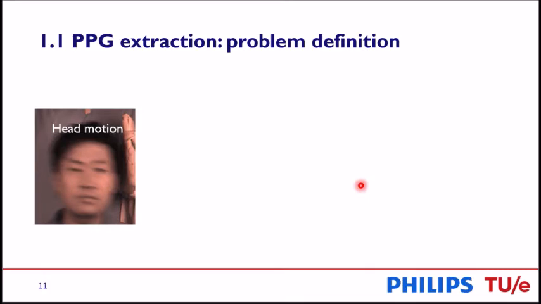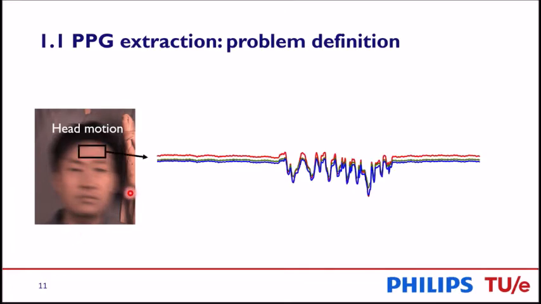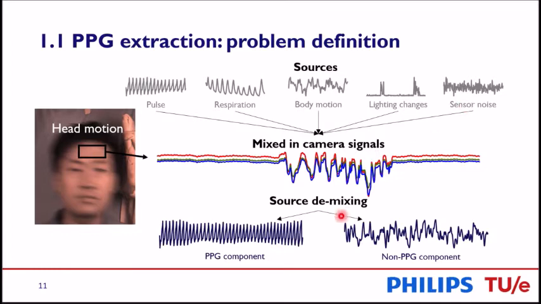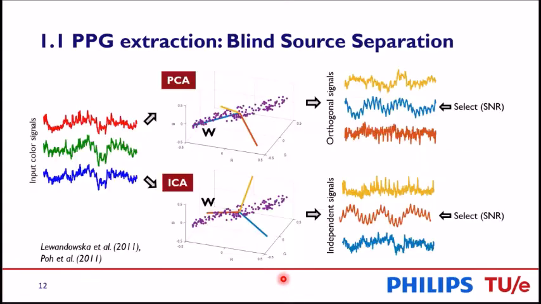And here's the problem definition. Given a video with a subject, the subject may have some body motions, and from the subject's skin pixels, like the forehead area, we can measure the color signals in time. These color signals are a combination of different sources, like the pulse, respiration, body motion, lighting changes, and sensor noise. The idea is to demix the camera signals into two components, the PPG component and the non-PPG component. Then we can select the PPG component as the output.